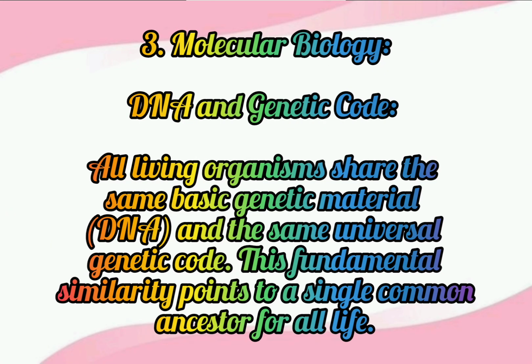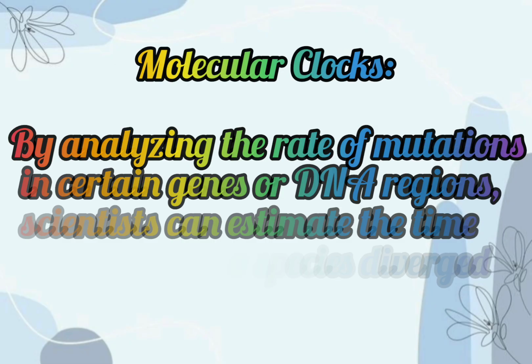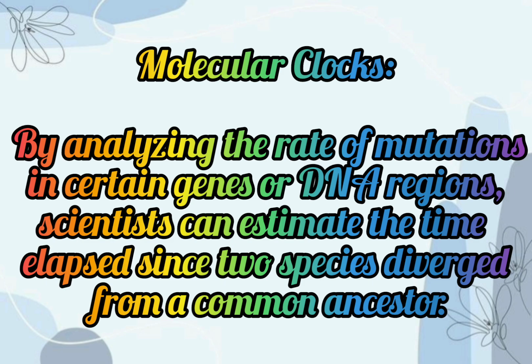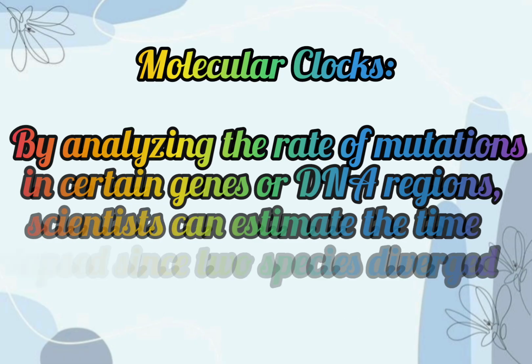Molecular biology. DNA and genetic code. All living organisms share the same basic genetic material, DNA, and the same universal genetic code. This fundamental similarity points to a single common ancestor for all life. Molecular clocks. By analyzing the rate of mutations in certain genes or DNA regions, scientists can estimate the time elapsed since two species diverged from a common ancestor.